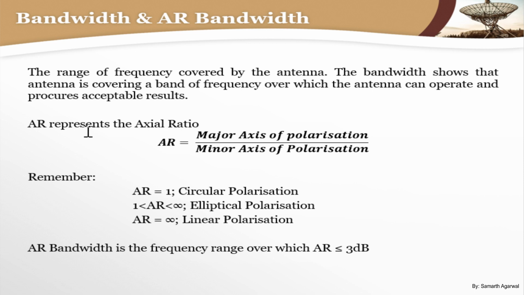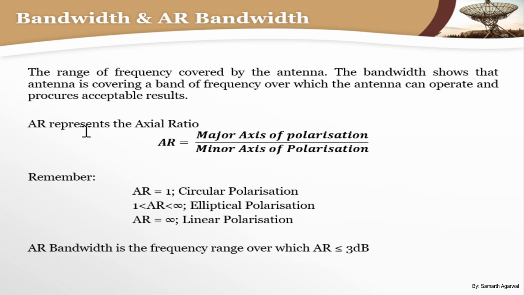Also, axial ratio is the ratio of the major axis of polarization to the minor axis of polarization. If both the axes are equal, it will have a value of one, which means it has circular polarization. And as we covered, RHCP and LHCP are abbreviations for right hand circular polarization and left hand circular polarization.